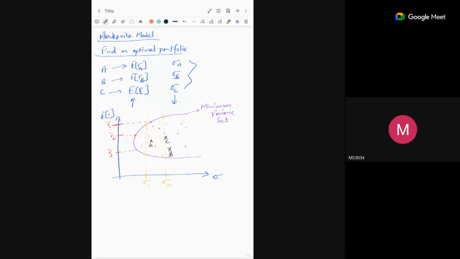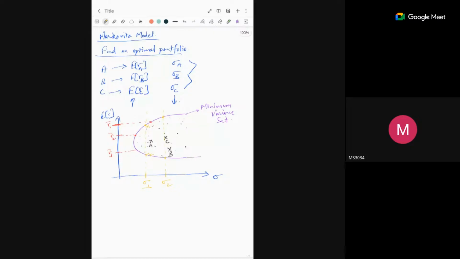So which one will you choose? Your variability or your risk is fixed. If you choose your risk level to be sigma 1, then out of these two portfolios, X1 and X2, which one will you choose? You will choose X1 because it gives you higher expected return, and X2 gives you lower expected return, and your risk level is the same. So these are the points which appear on this upper part.